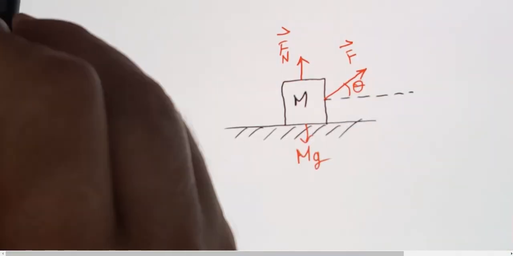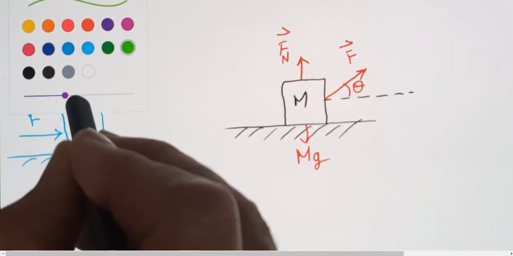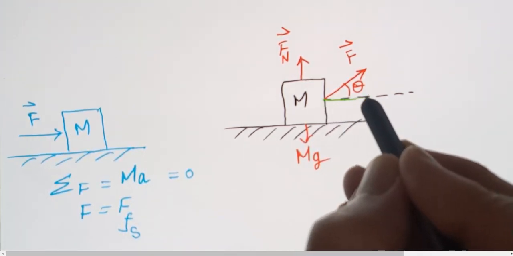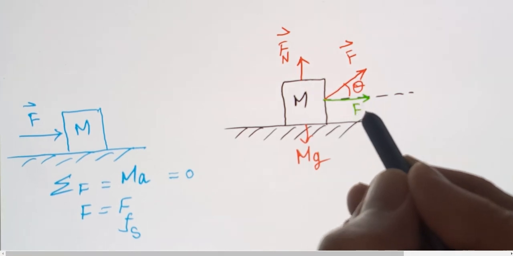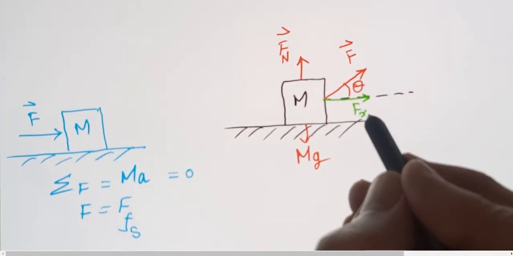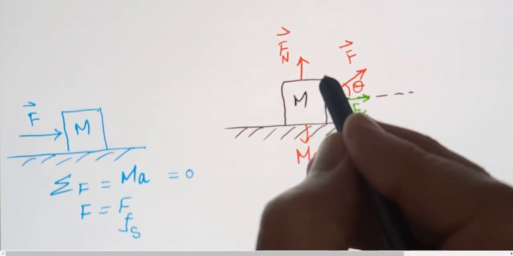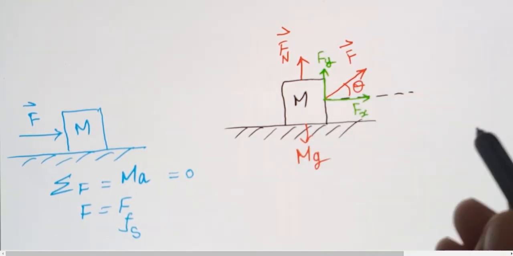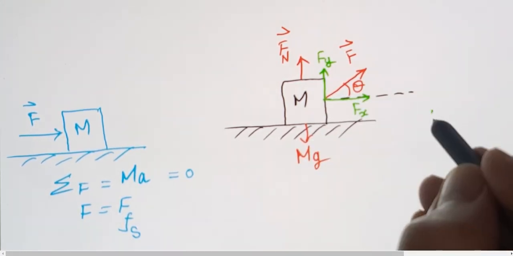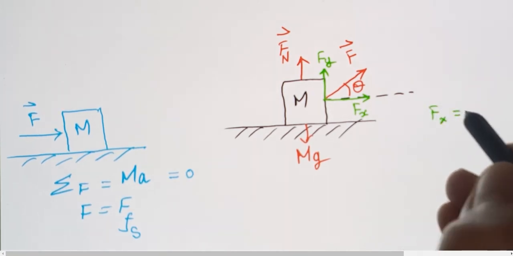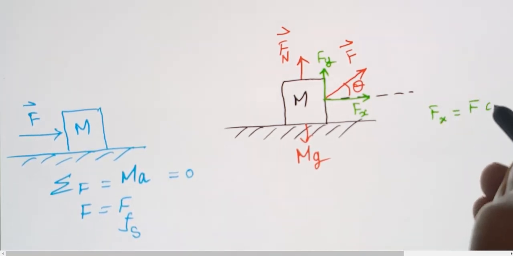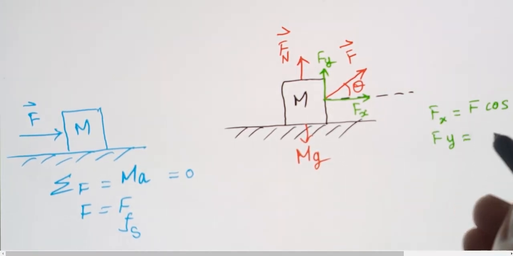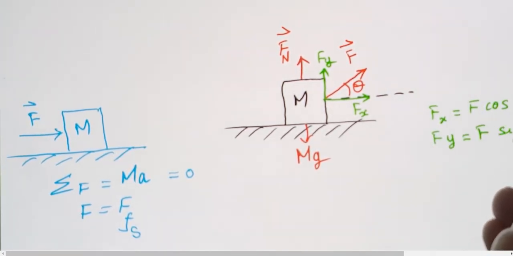For this applied force, we have Fx and we have Fy. F of x is equal to F cosine theta, and F of y is equal to F sine theta.